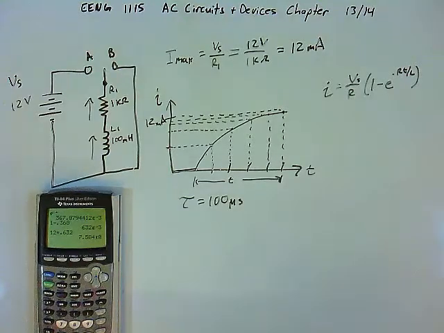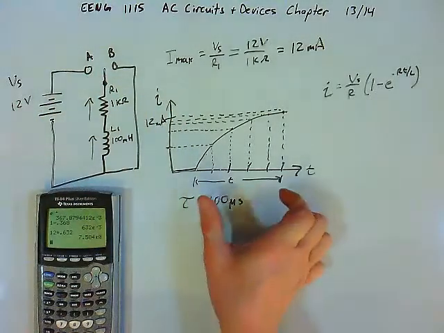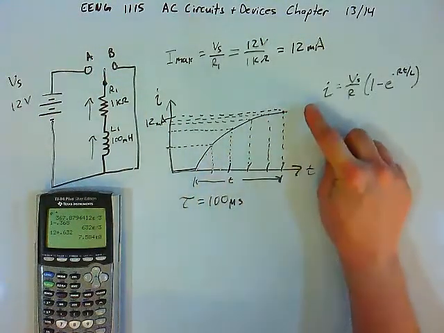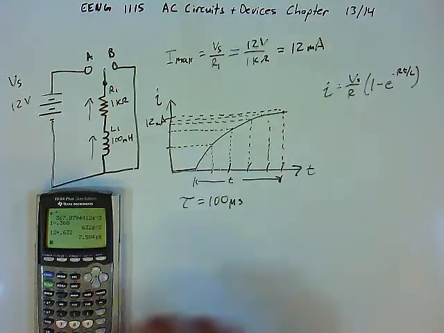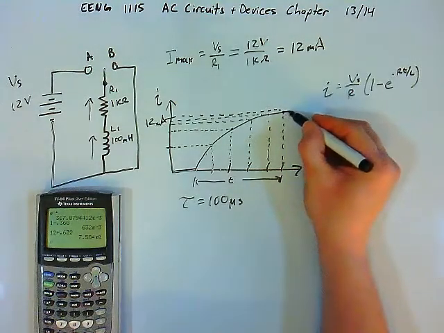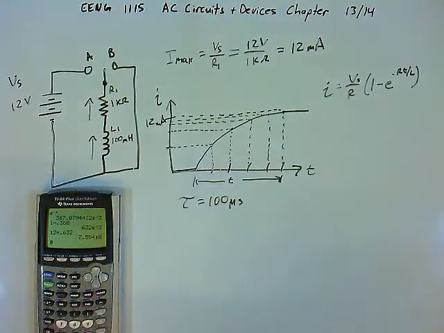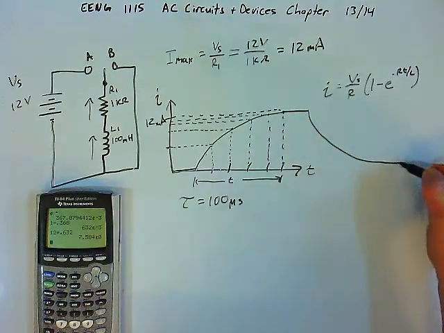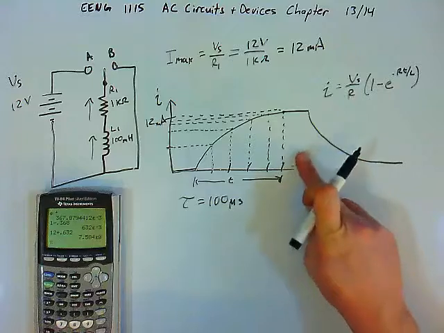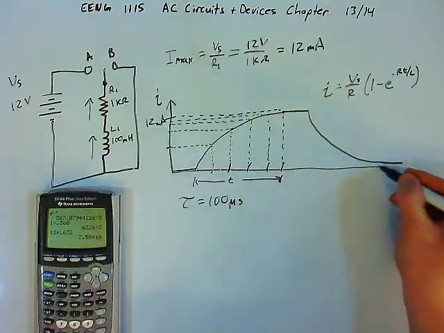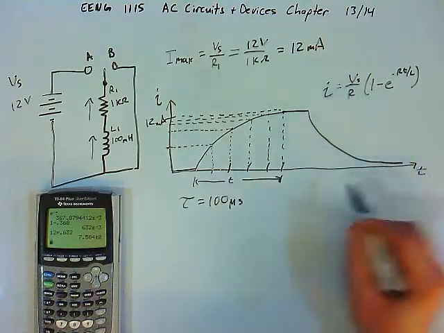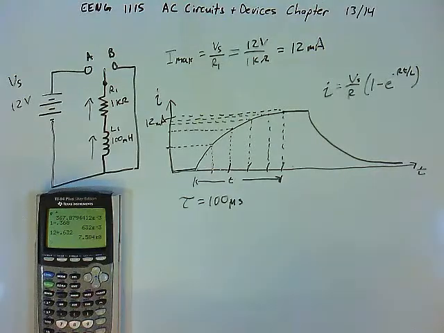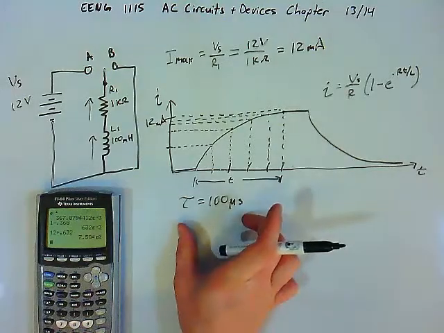Now let's assume that the switch is still in position A. It's been in position A for a long enough amount of time that the current has risen all the way up to 12 milliamps, and we've left the switch closed. The current is at 12 milliamps now. Now we flip the switch into position B. And what we're going to see is that the current in the circuit will reduce back down to 0, again, but not instantaneously. It will take some amount of time for that to happen, and it's the same amount of time. It'll be 5 time constants.